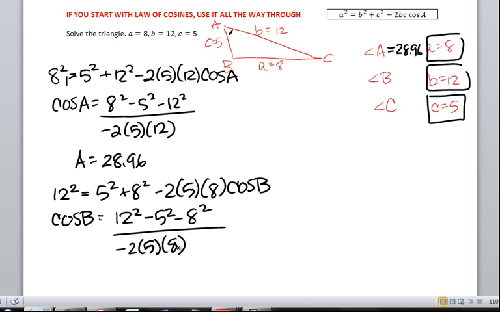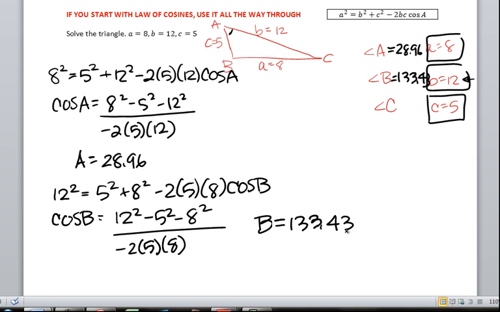And so what I want to do now is punch that into my calculator and inverse cosine it, and I find that B is 133.43. And that makes sense because this large angle is opposite the longest side. Okay? Now, that's not what you would get if you use the law of sines to find angle B.